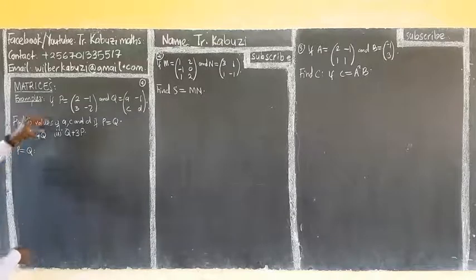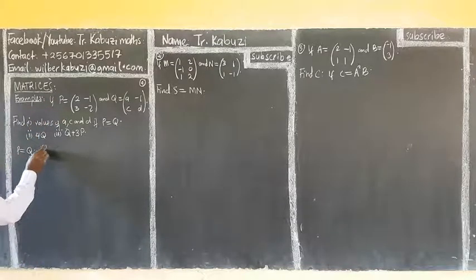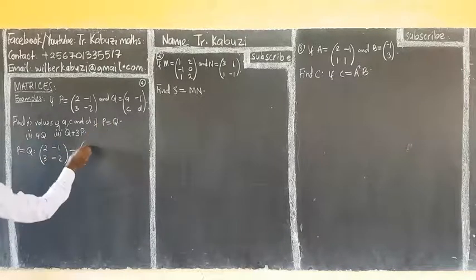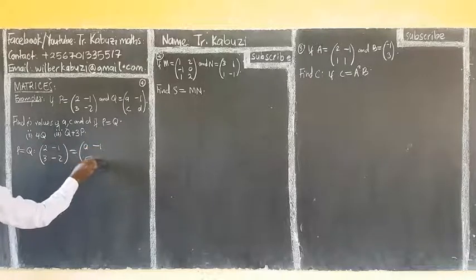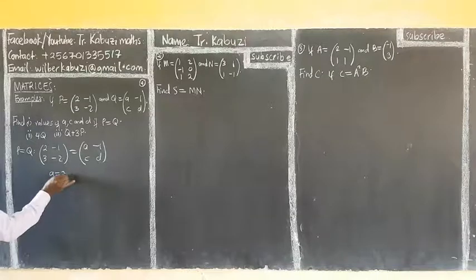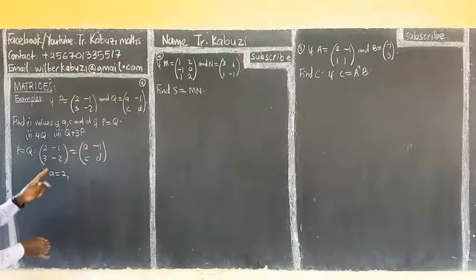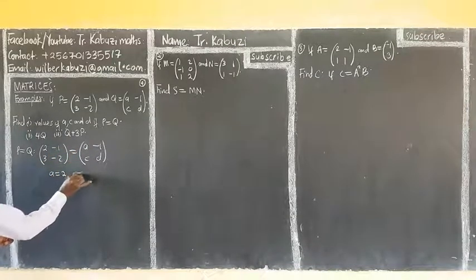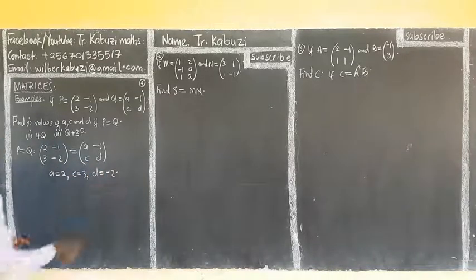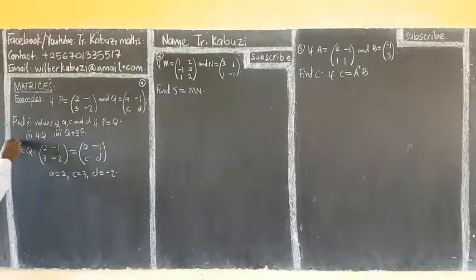What does it mean? It means that now my P will be equal to Q. So if these two matrices are equal, it means that A is equal to 2, B is negative 1, then C is equal to 3, and then D is equal to negative 2. So that's Roman numeral 1.